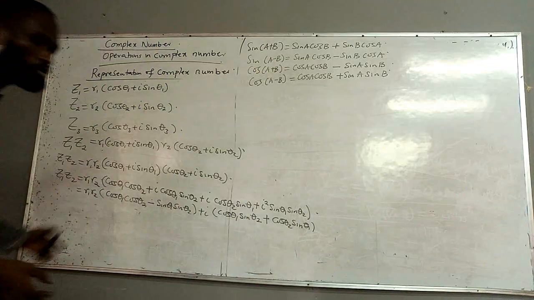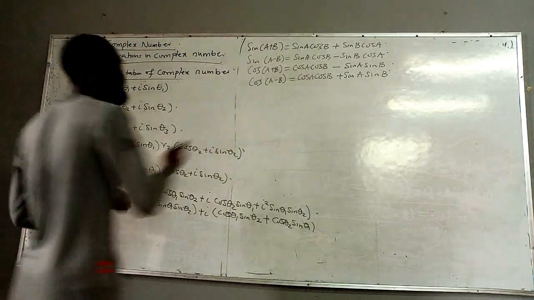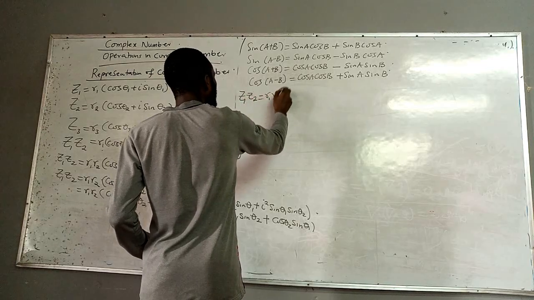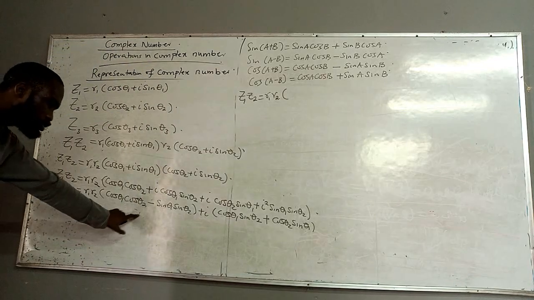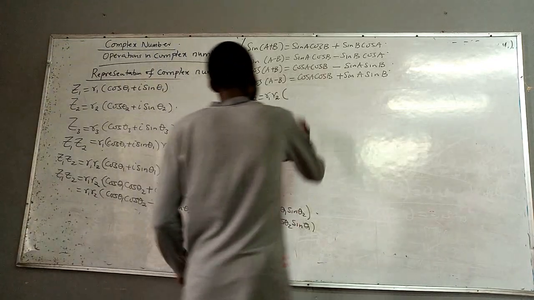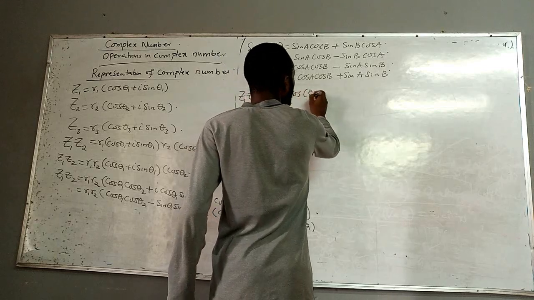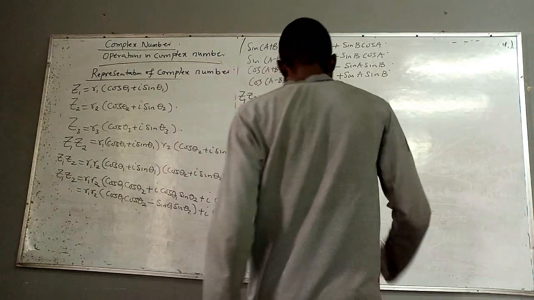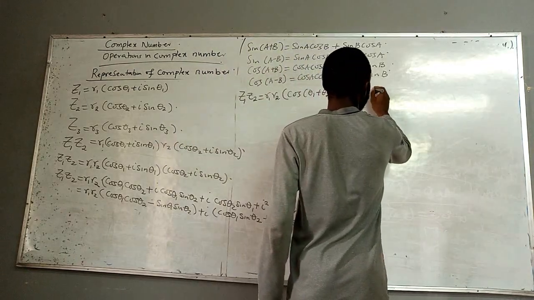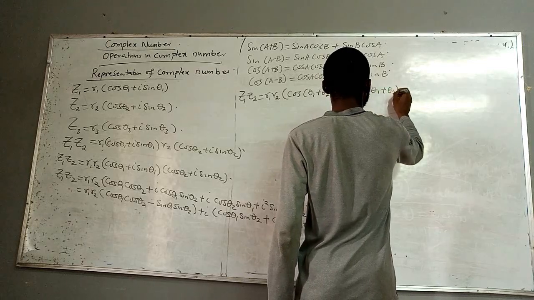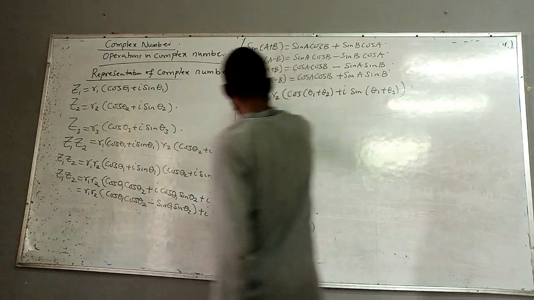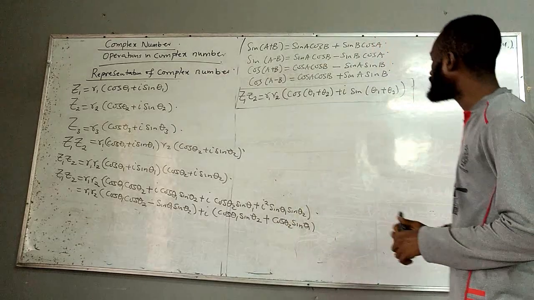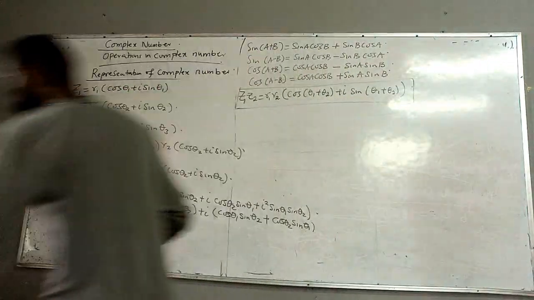If A equals theta 1 and B equals theta 2, then z1 z2 will be r1 r2 into cos theta 1 cos theta 2 minus sin theta 1 sin theta 2, which gives cos(theta 1 plus theta 2), plus I times sin(theta 1 plus theta 2). And that is how to multiply the polar form of the complex number.